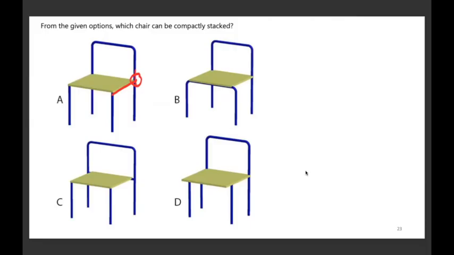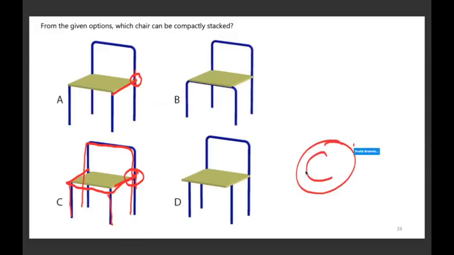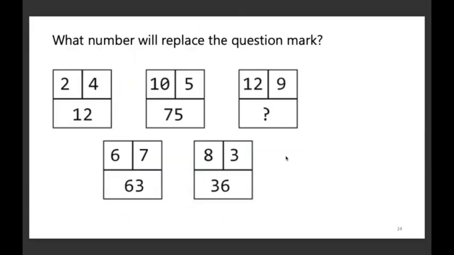So that's why you need a condition like this, where the edge of the seating and the edge of this support are separate, and they have some space in between, so that you can put another frame in here properly. And then this comes in the front, and then this stacks like this. So C is the only one which can be stacked compactly. Okay, move to the next one.